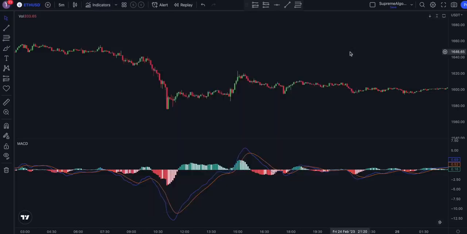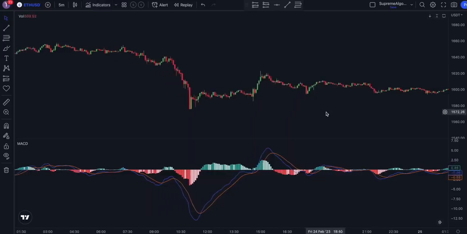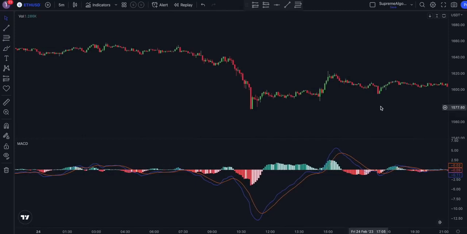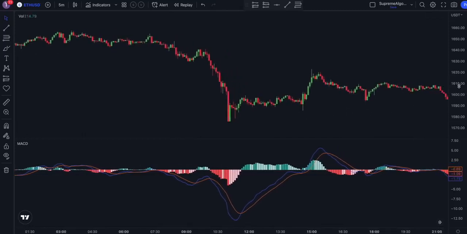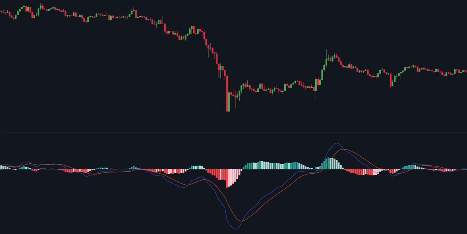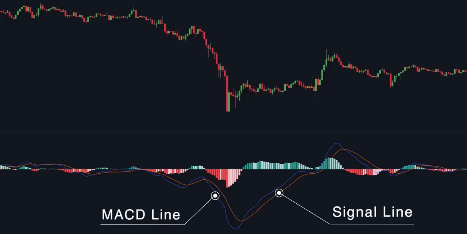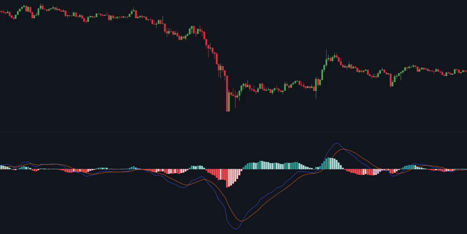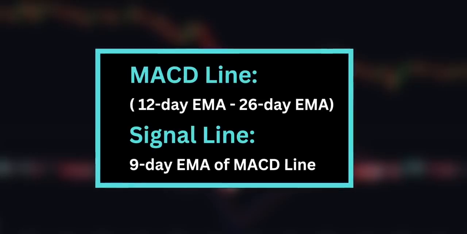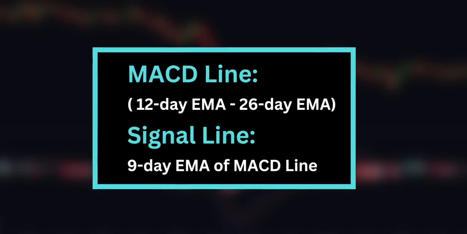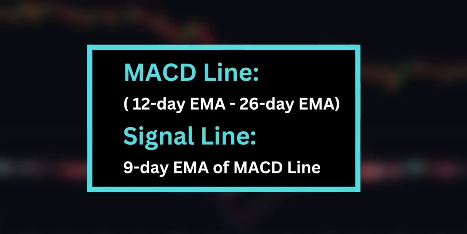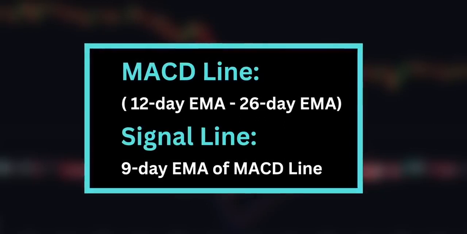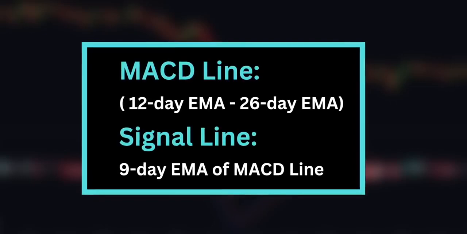The moving average convergence divergence indicator is a popular technical analysis tool used by traders to identify trend changes and potential buy or sell signals in the financial markets. It consists of 2 lines, the MACD line and the signal line. The MACD line is calculated by subtracting the 26-day exponential moving average EMA from the 12-day EMA. The signal line is a 9-day EMA of the MACD line.